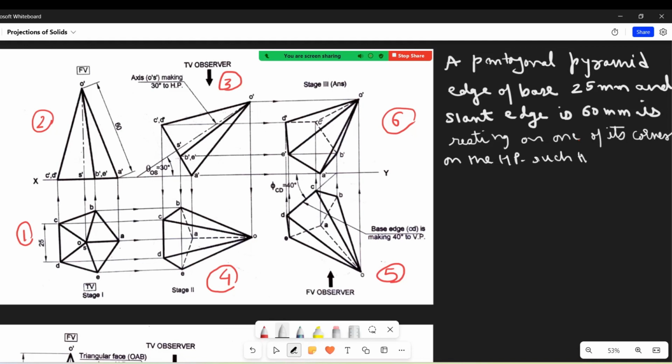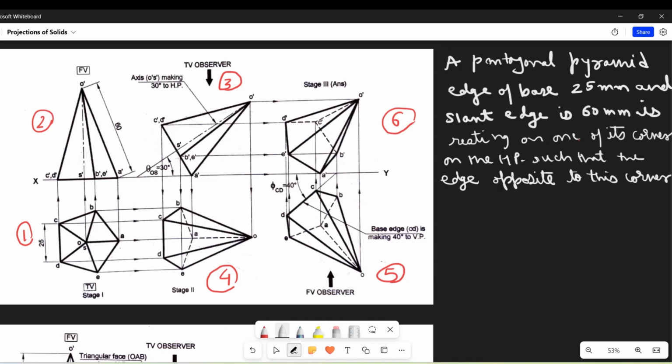Resting on one of its corner on the HP such that the edge opposite to this corner is perpendicular to the VP.